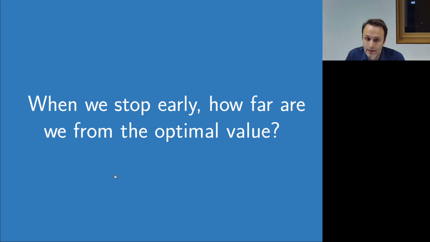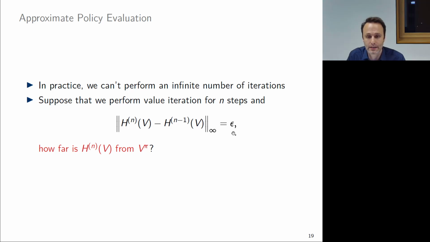Now, if we stop early, how far are we actually from the optimal value? Because in practice, we cannot do infinitely many iterations. So we need to know what the theoretical guarantees on our error look like if we stop early. Suppose that we stop after n iterations, and the maximum distance of the policy evaluation between two steps of an iteration, at an estimate, is epsilon. How far is this estimate from the true value of the policy?